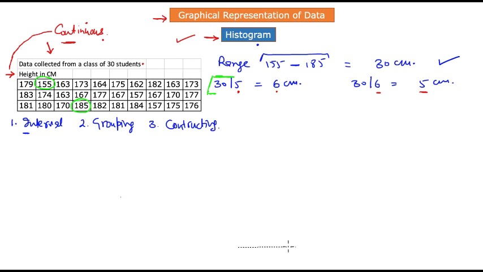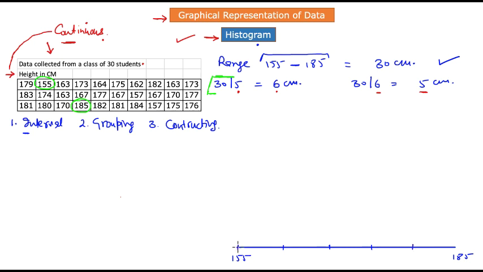Then I am going to make use of a number line in which I show that this is my entire range. This range begins from 155 and goes all the way up to 185. Now this has to be divided into 5 equal groups of 6 centimeters. So let's mark our 5 intervals here. This is 1, 2, 3, 4, and 5.